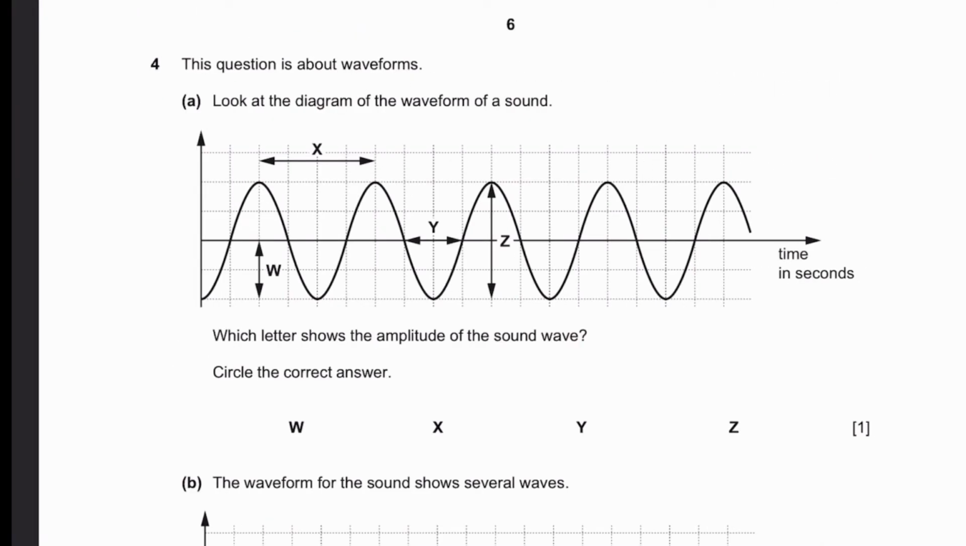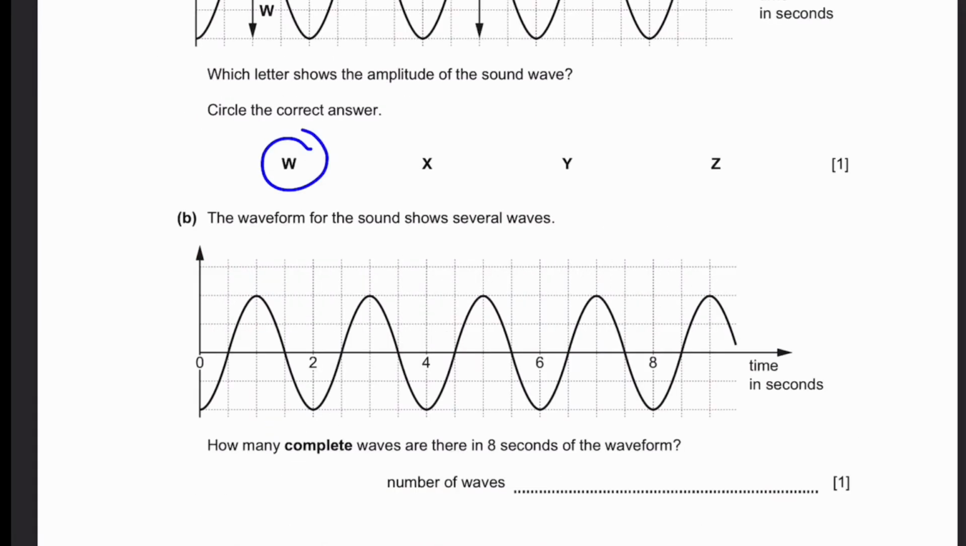This question is about waveforms. A. Look at the diagram of the waveform of a sound. Which letter shows the amplitude of the sound wave? Circle the correct answer. The amplitude is the maximum displacement between the original position of a wave and its crest or trough. So this distance is the amplitude, W.